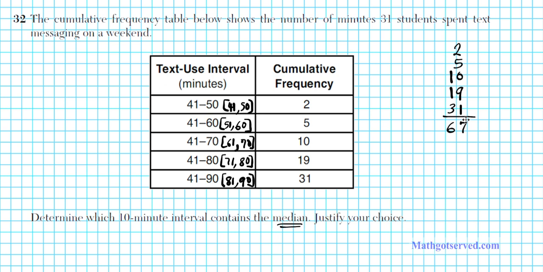Okay, so this is the total number of minutes. The median is basically the middle, all right? So I'm going to divide this by 2. 67 divided by 2, we have 33.5. So the question is, in what interval do we hit 33.5? If you notice, going upwards at 81 to 90, this is 31. That's a lot, right? So 33.5 must be somewhere here.